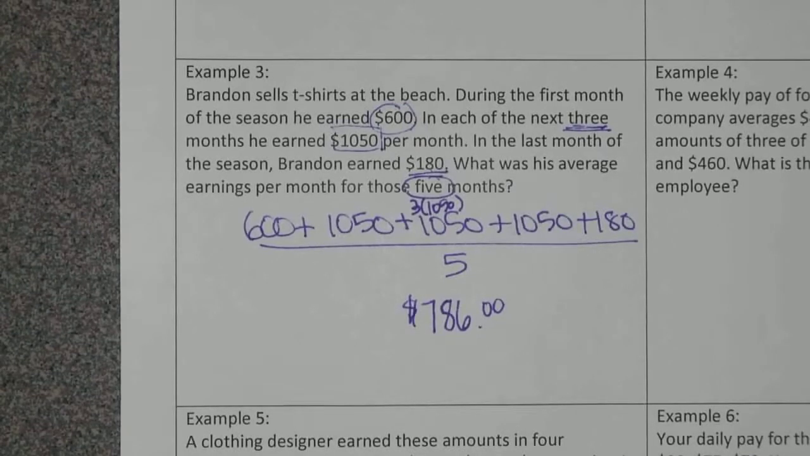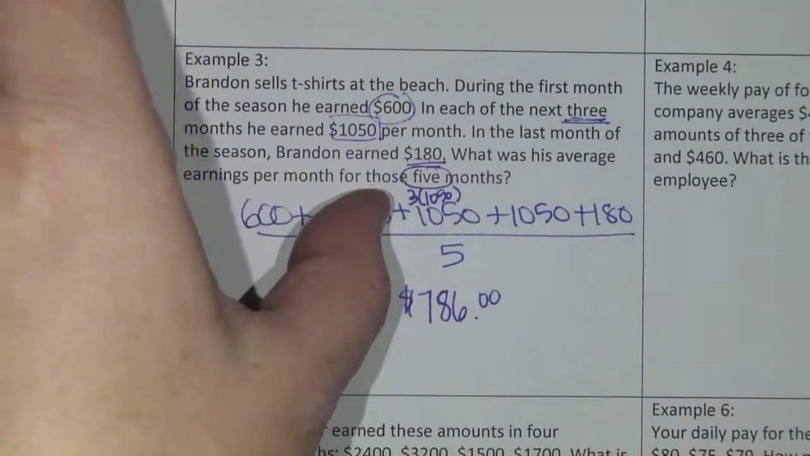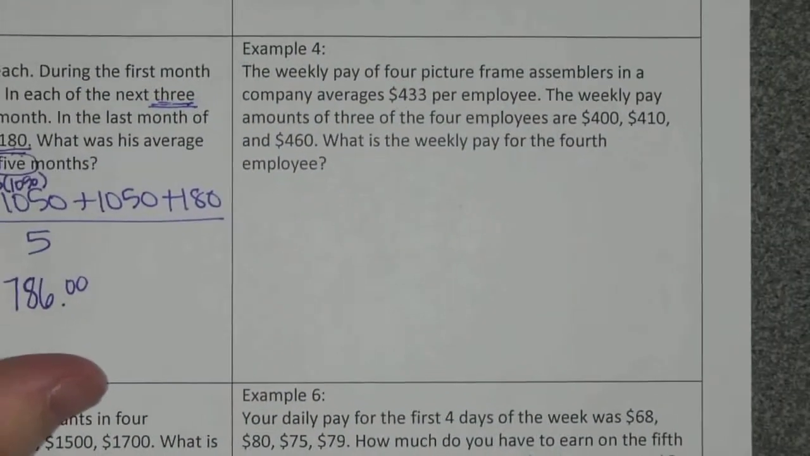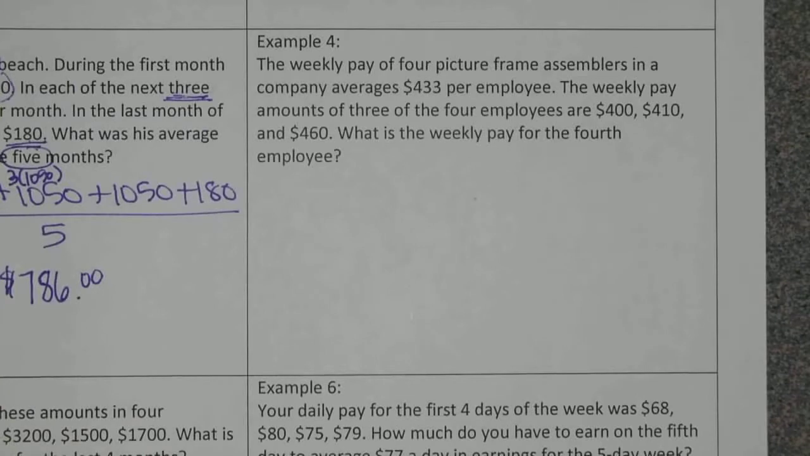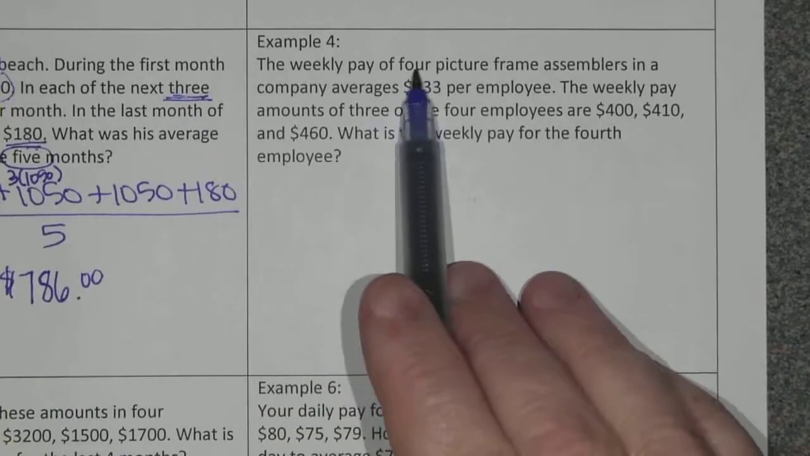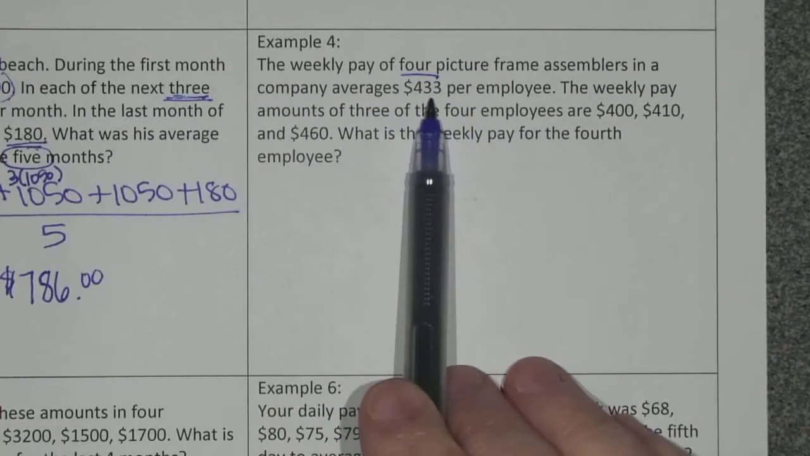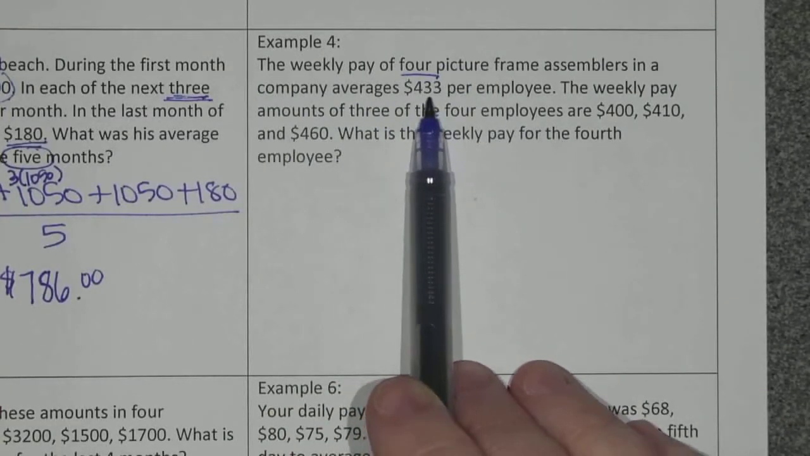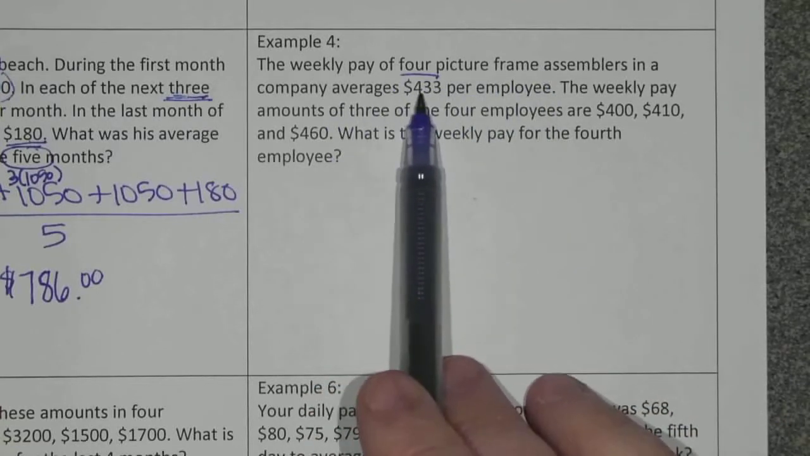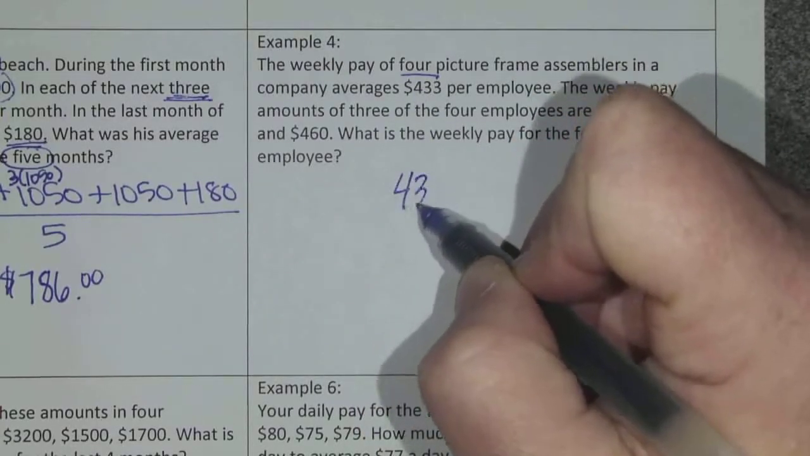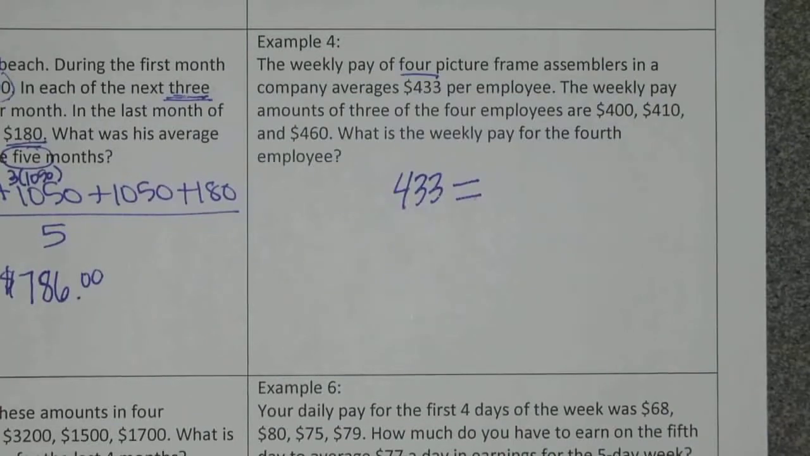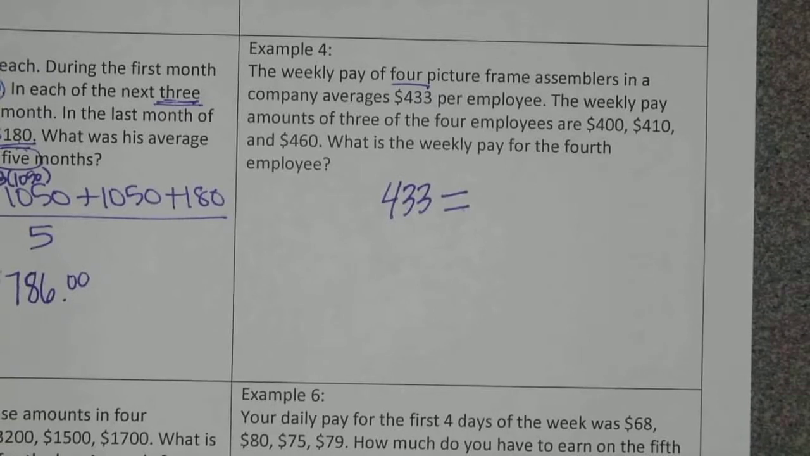Nope. All right. Now we're going to go backwards a little bit. So this one's a little bit more complicated, but it's still just some arithmetic and algebra. So let's read through this. It says, the weekly pay of 4 picture frame assemblers in a company averages $433. Did you hear this, that it said it was the average, right? Before we were finding the average, this time they gave me the average. So I know whatever I'm doing is going to be equal to 433 because it is the average.